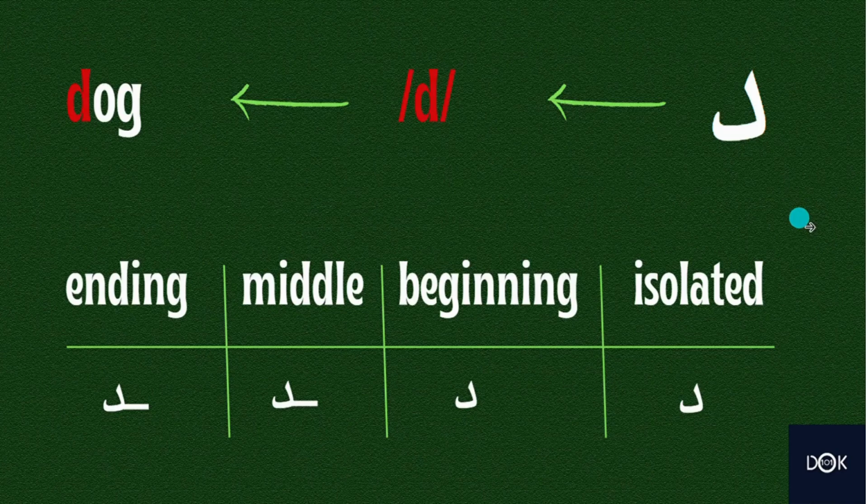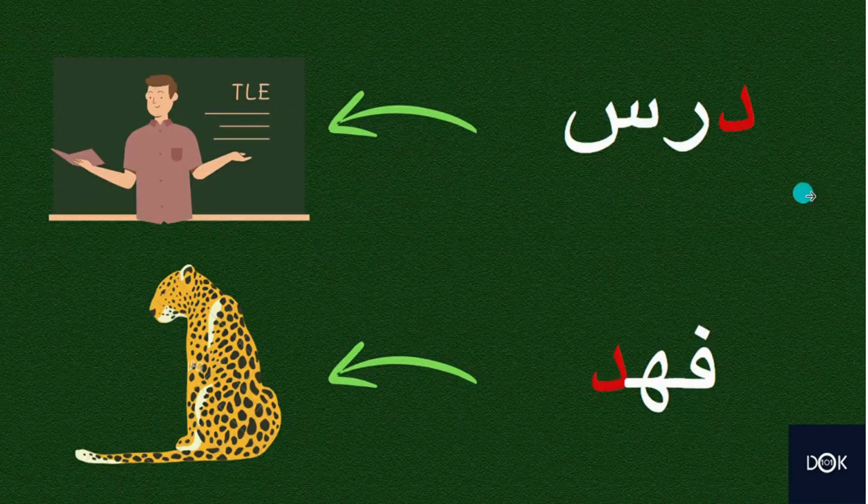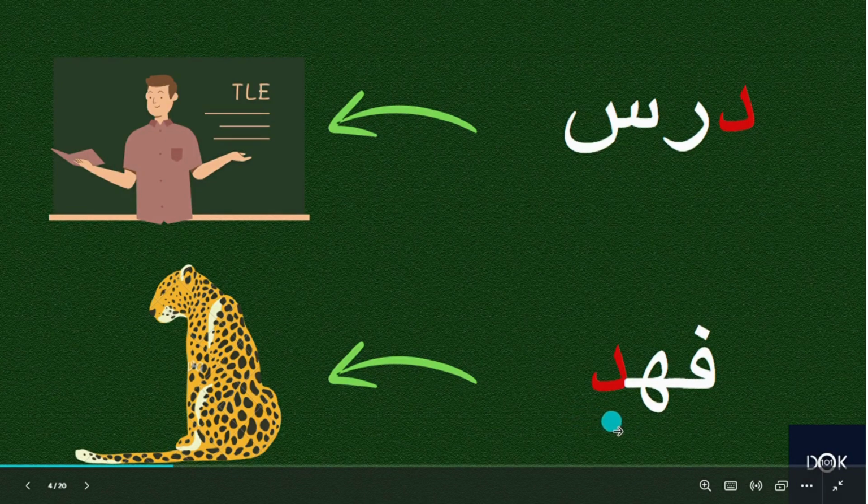Now let's have a look at the examples. So the first example is Dars. Dars is a lecture. So we are in Dars 1 at the moment of the Beginner's Bliss series. We see that Dal is an isolated form because it is at the start of the word. Then we see a Dal that is at the end of the word, and the word is Fahd. Fahd, which is a leopard. Now here Dal is connected to the letter before it, but sometimes we might see it in an isolated form as well. And that's it for Dal.